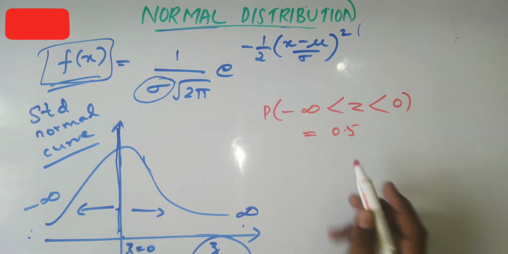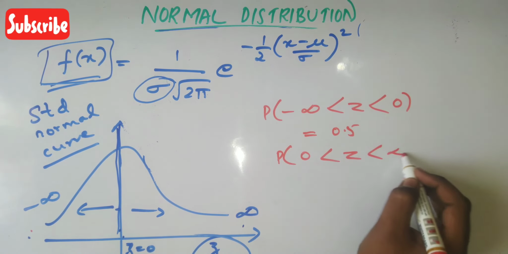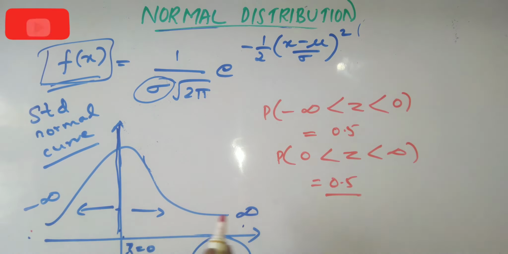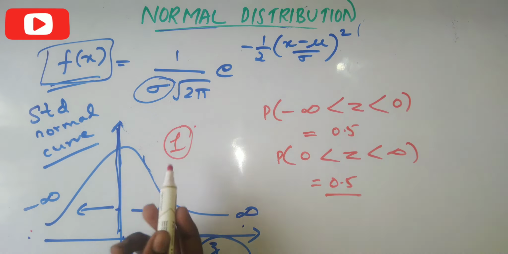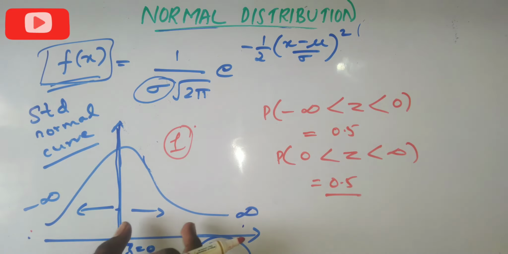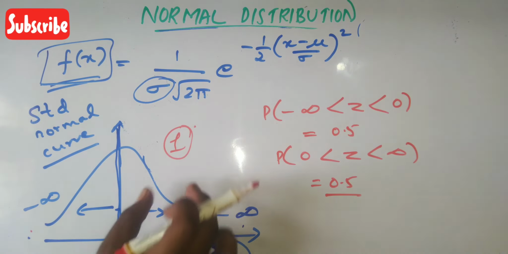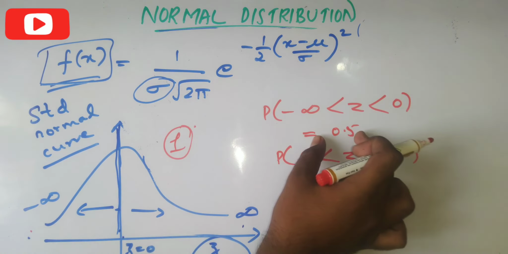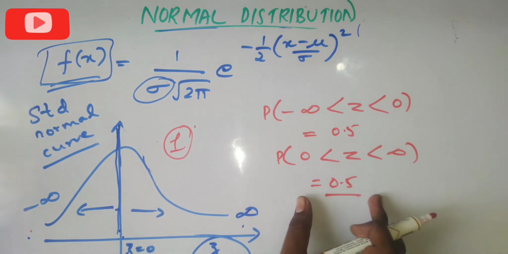0.5. Why 0.5? I'll tell you. And from 0 to infinity it becomes again 0.5, because the area from minus infinity to infinity will be unity, that is 1. So it is also symmetric. We can say that this half portion and this half portion together sum to 1. So the left portion will be 0.5 and the right portion will be 0.5. So this concept you have to remember.